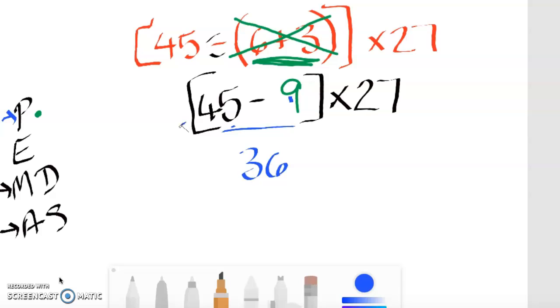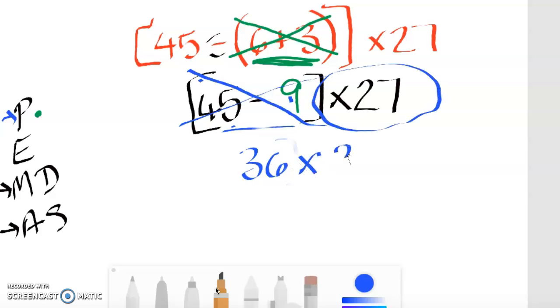Now that I've done that, I can cross out my brackets, because I don't have to put brackets just around one number. But then I also have to bring down my times 27, because I have not yet used this. So I'm going to bring this down again, times 27. Now that I have this, the only thing left I have to do, I don't have exponents, I don't have any more grouping, but I do have just multiplication. So that's my last step.